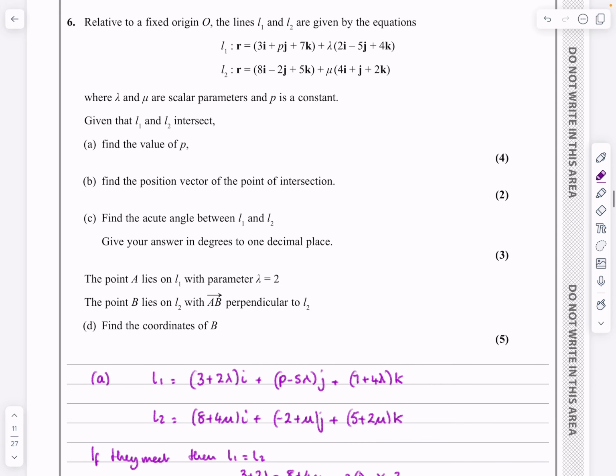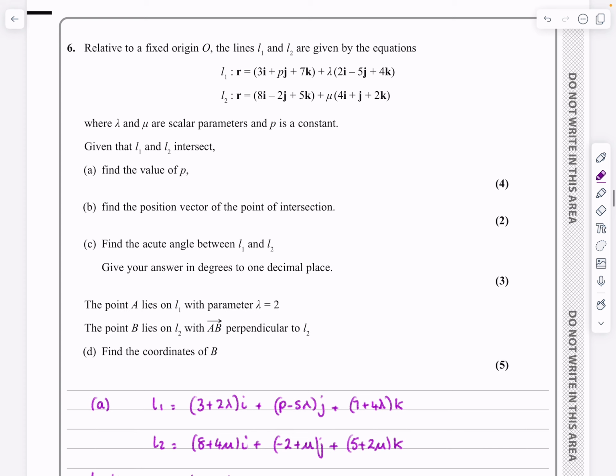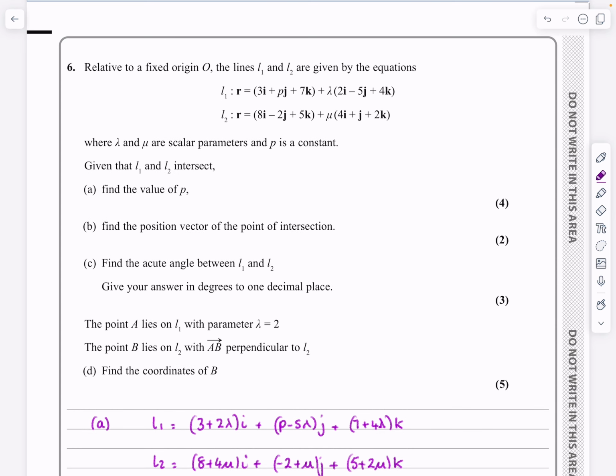And then, what's the last part? It says, point A lies on L1 with the parameter lambda equal 2. Okay, so then I could work out what point A is. I could work out OA.